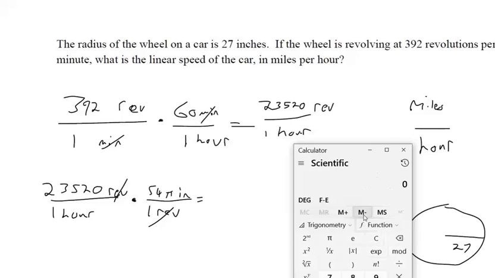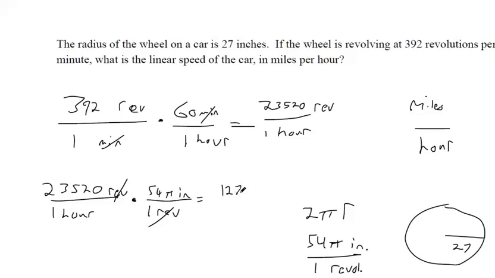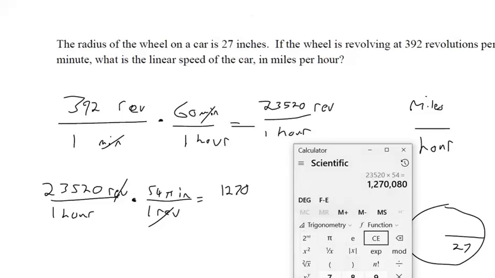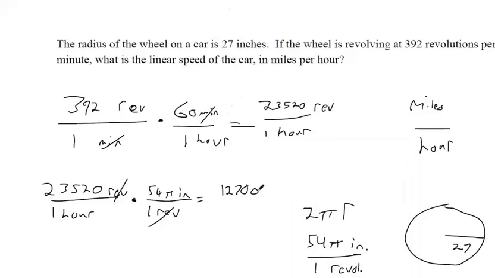They want things in terms of pi. I don't know. So 23520 times 54. So we got 1,270,080 pi inches for 1 hour. Okay, we don't want inches though, we want miles.